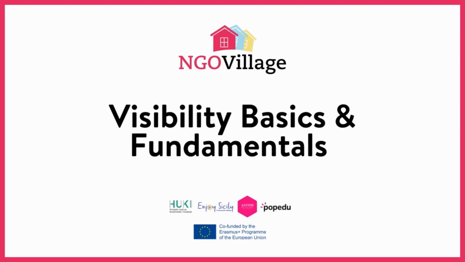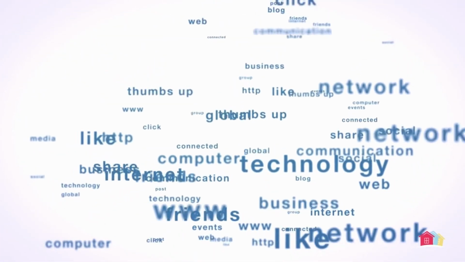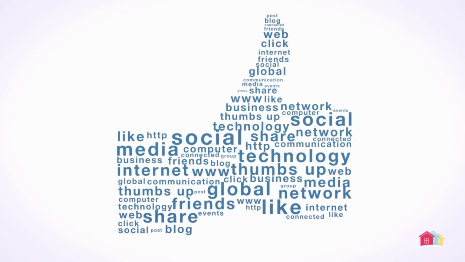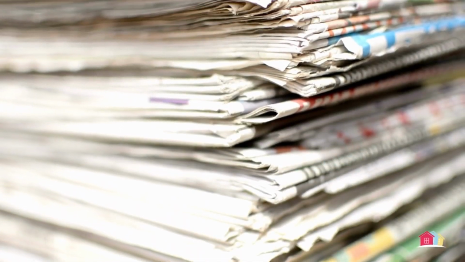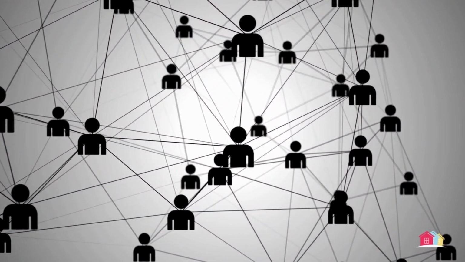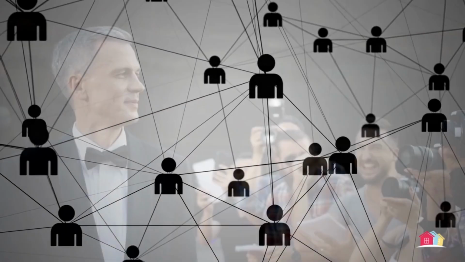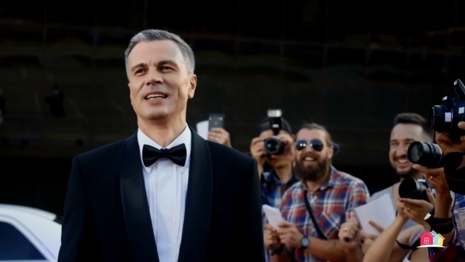Visibility basics and fundamentals. Visibility is the degree to which an organization is noticed and recognized by its target audience. It includes how visible the NGO is on social media, search engines, and also traditional media. Visibility can also refer to the NGO's presence in the community, how its message is communicated, and how well known it is to the stakeholders.